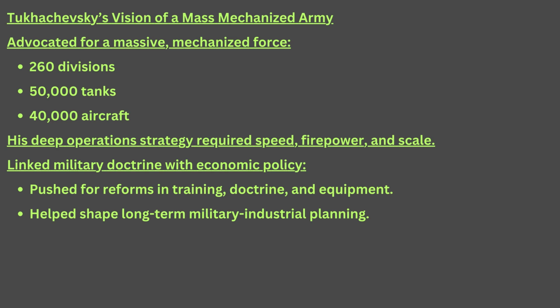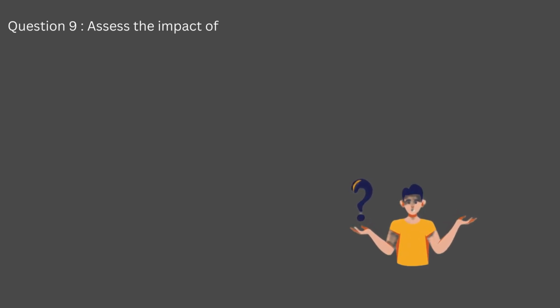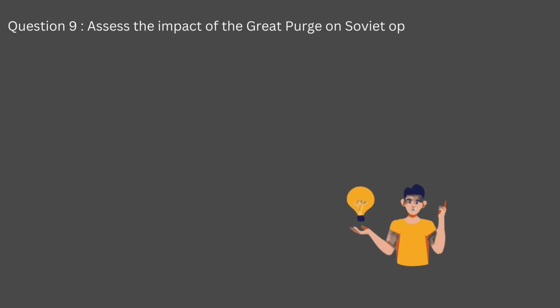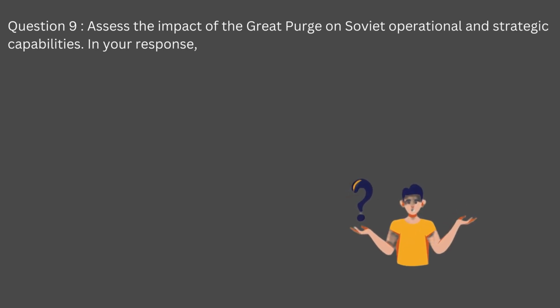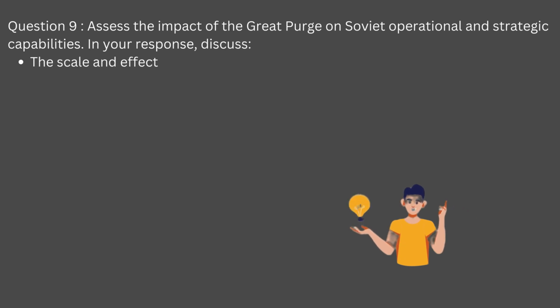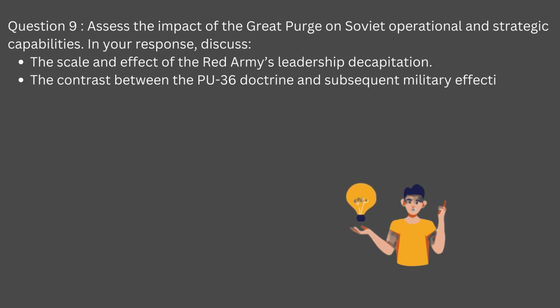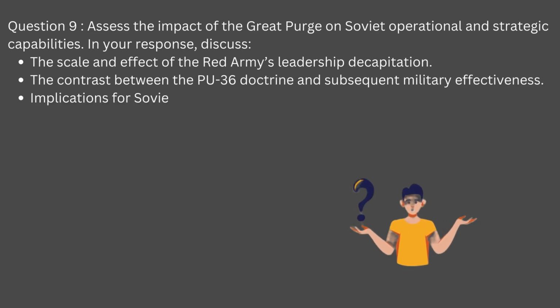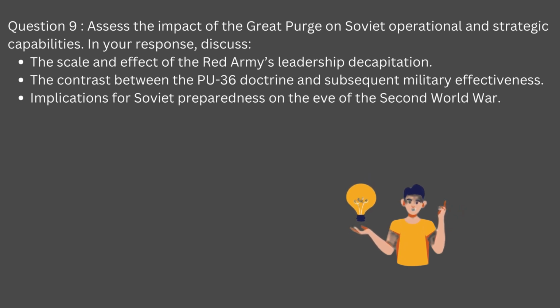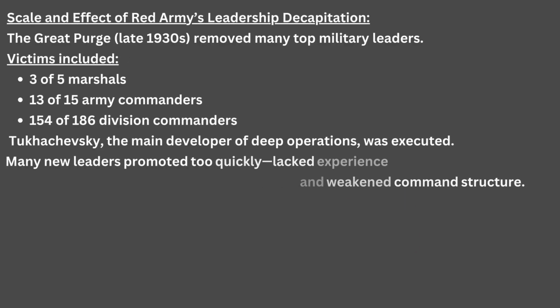Now moving to question number 9, which states: Assess the impact of the Great Purge on Soviet operational and strategic capabilities. In your response, discuss the scale and effect of the Red Army's leadership decapitation, the contrast between the PU-36 doctrine and subsequent military effectiveness, and implications for Soviet preparedness on the eve of the Second World War. Alright, moving on to this answer. Here, we'll explore how the Great Purge affected the Red Army, its doctrine, and its preparedness before World War II.